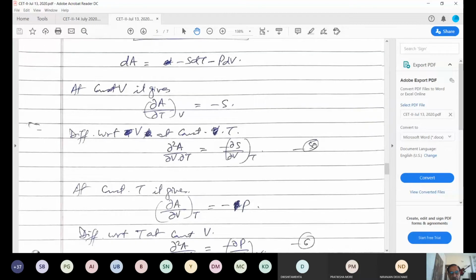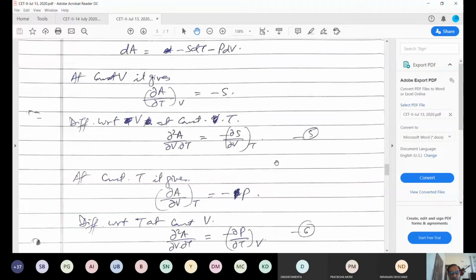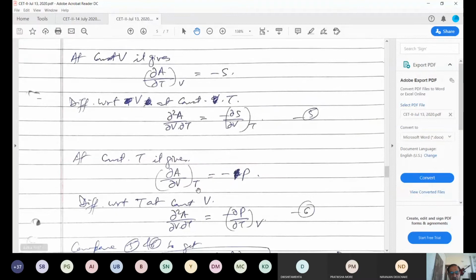Similarly, we take the same equation for dA at constant temperature, so dT will become 0. And what we get is ∂A/∂V from here at constant temperature is equal to minus P. Then we take this equation and differentiate with respect to T at constant volume. What you get is ∂²A/∂V∂T is equal to minus ∂P/∂T at constant volume. So first time we have taken constant V and then constant T for this equation, then here constant T and constant V for this equation.